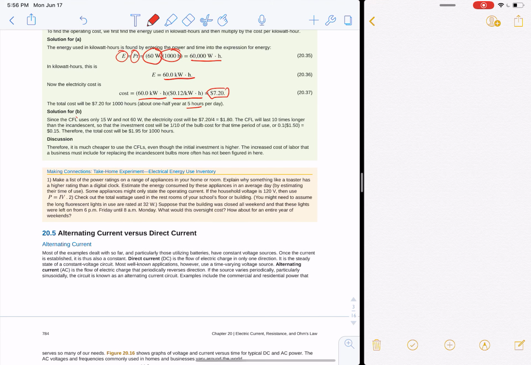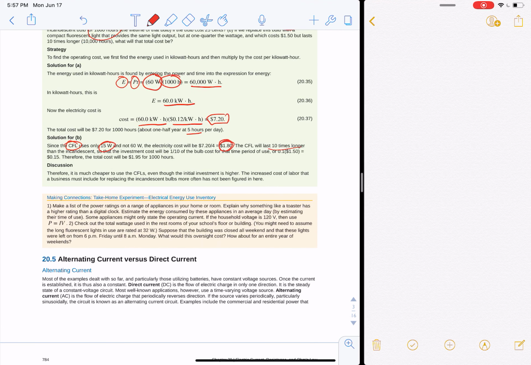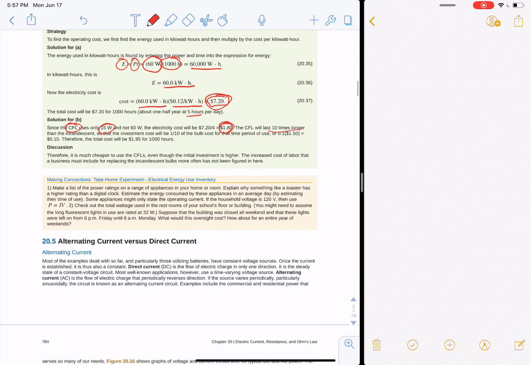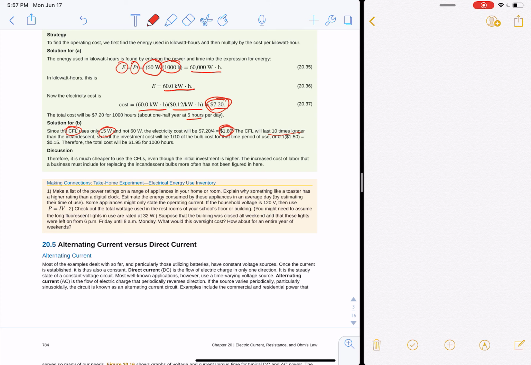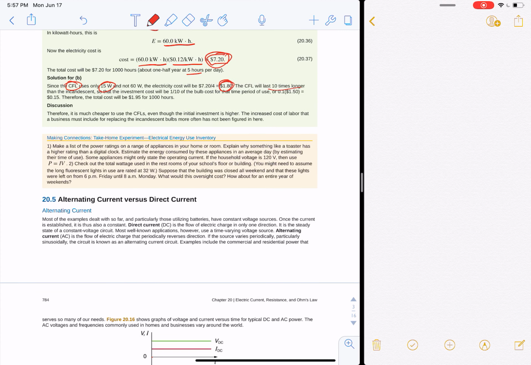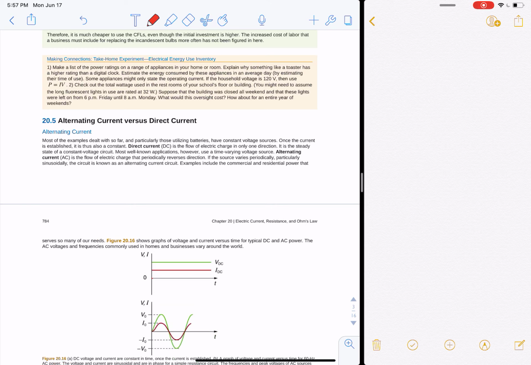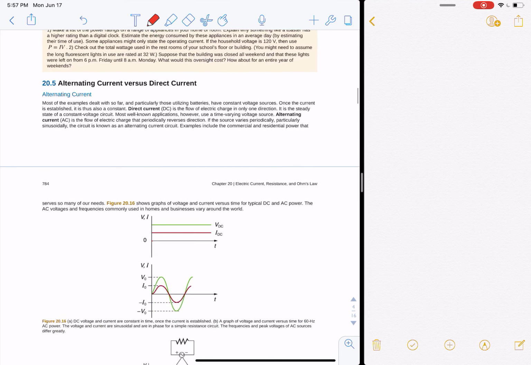Now for B, we have a CFL, a compact fluorescent bulb, which only uses 15 watts. That means it's going to cost a quarter of the amount of money, so $1.80 to run that. It'll also last 10 times longer, so you're paying $1.80 per 1,000 hours. If you want 10,000 hours, it's 10 times the cost, so about $11, versus the 60-watter, where you're going to have to buy 10 of those bulbs, and now you're looking at a bunch of money just to run the thing, and then you pay more each year. So it makes sense to swap out your bulbs with CFLs when they burn out.